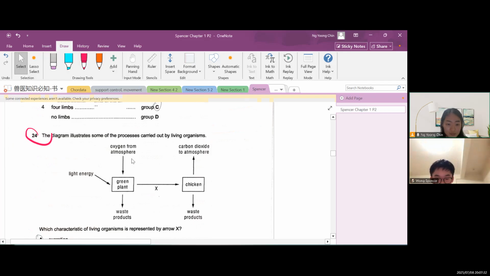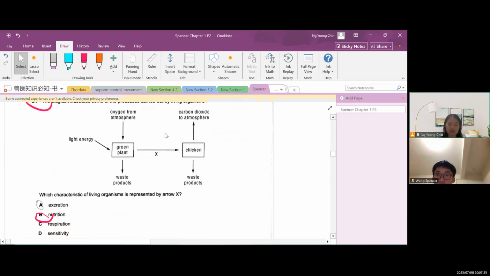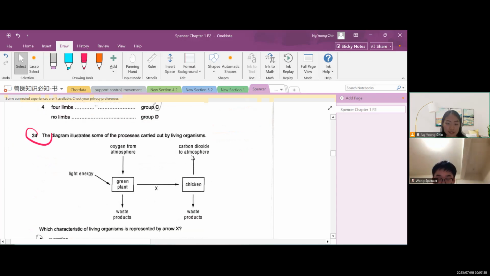And then for this one, this is a bit confusing. As you can see, this is the oxygen, right? The plants absorb the oxygen and then release the waste products. So up until here, it will be related to respiration, because respiration involves taking in the oxygen, right? You are taking in the oxygen and releasing the waste product, which is carbon dioxide. Carbon dioxide is an example of a waste product. So it's CO2, this one. So this will be respiration.